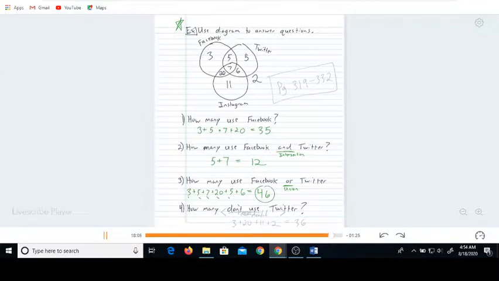And then this last one, don't use. That's an example of the complement, essentially. It's basically add up all the numbers that are not inside the Twitter circle. So we got a 3, 20, 11, and don't forget that 2. So there we're just adding up all the numbers that are not in the Twitter circle, which is going to get us 36, I do believe. Let me double check that. Yep, 36. Alright, there's our first lecture of the semester.